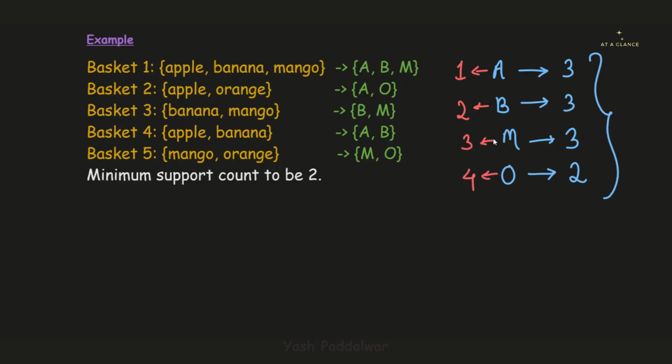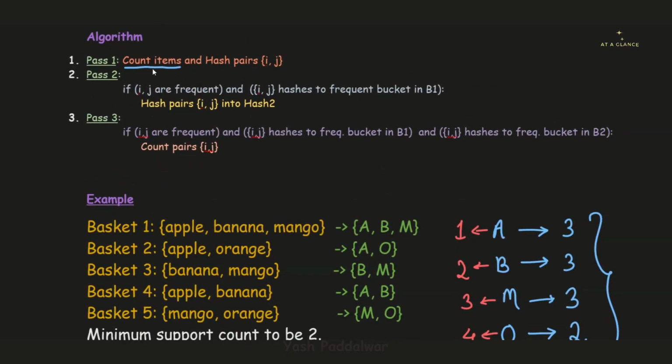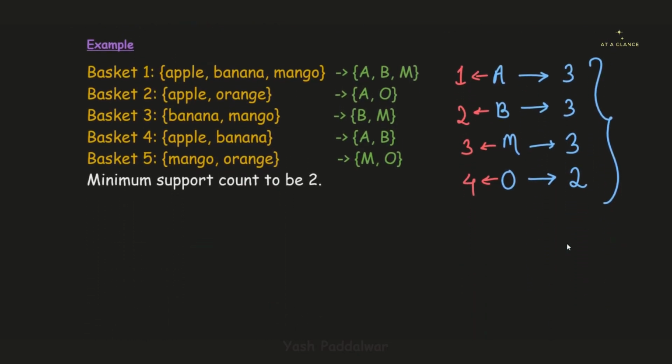Now once this is done, the next step is to hash all these frequent items into pairs. Make sure that whenever you are hashing items into pairs, you should check the criteria whether each and every item is following the minimum support criteria or not. So I hope this thing is clear. Now we'll hash all these items into pairs.